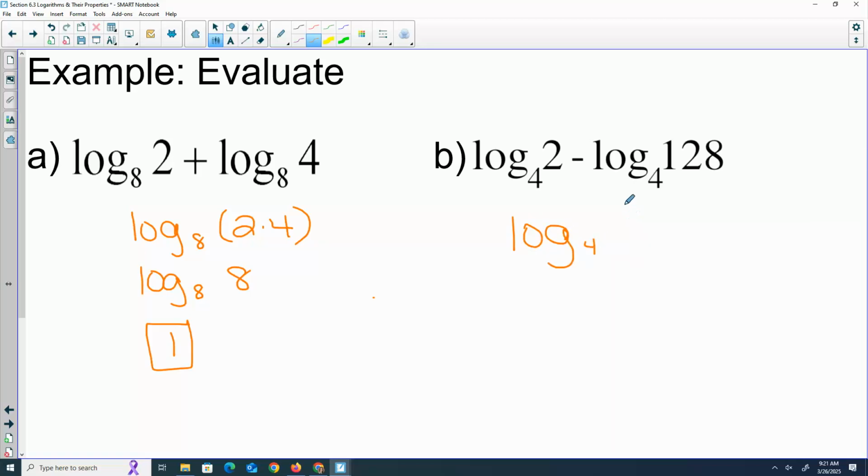So on B, if I wanted to condense these, what would we have to do? So it'd be 2 over 128, or 1 over 64. So we talked about these yesterday. You can set it equal to x and change it to exponential form, or if you understand the meaning of a log, it's looking for an exponent. What this means is 4 to what power would equal 1 over 64? So 4 to what power is 64? 3. And then if it's on the bottom, it would have to be negative.